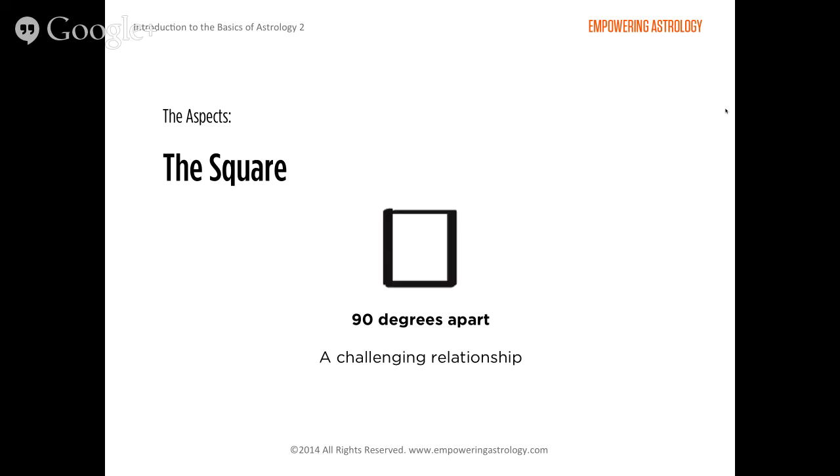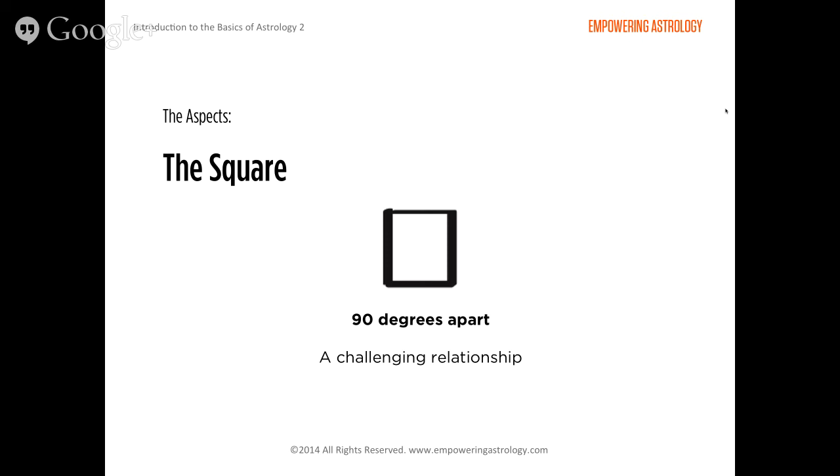Which brings me to the square. These are when planets are 90 degrees apart within that circle. A square is challenging. It's two planets that are very much entrenched in their own way of thinking, and they have to come together.